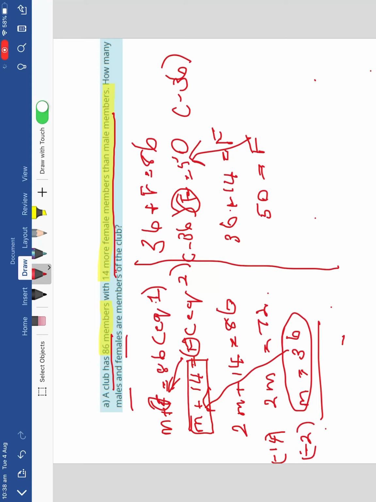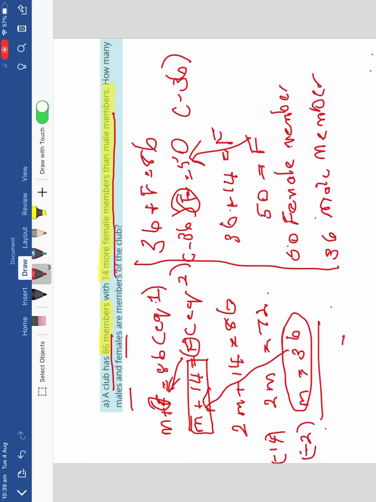So we can now safely say, based on what we've solved up above, that in this club there are 50 female members and 36 male members, for a total of 86. Okay. And that aligns with our 86 that we've got up there.